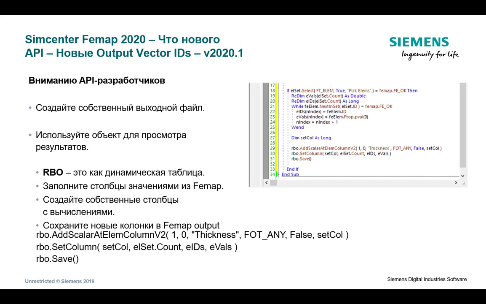This is just one more thing to know about, and that's when you're creating your own output data, you must start using the results browsing object, or the RBO. The RBO is like a spreadsheet. You fill columns with existing output data from Femap. You can then create your own columns, which you then can place your calculated data. Then what you can do is you can save the new columns back to Femap as output. So you can actually take a column from the results browser object and then automatically have that create an output vector, a fully populated output vector within Femap for you.